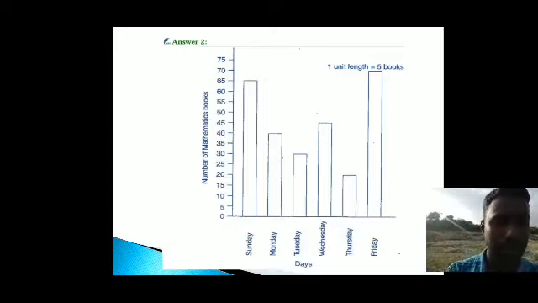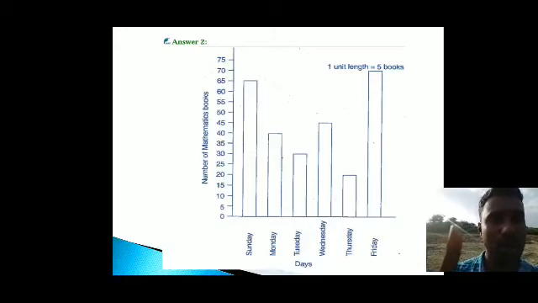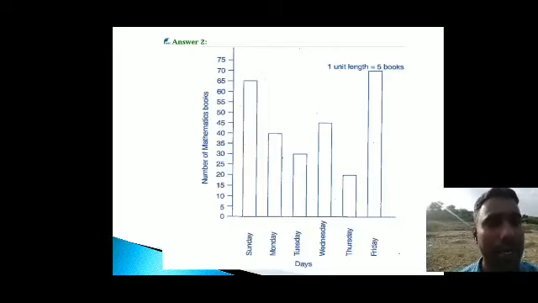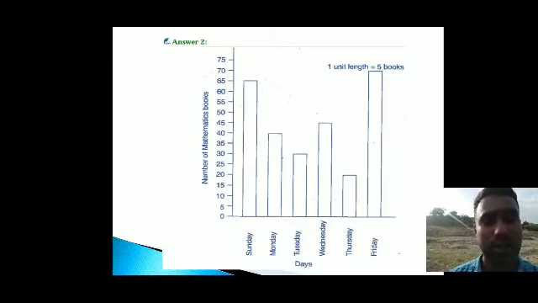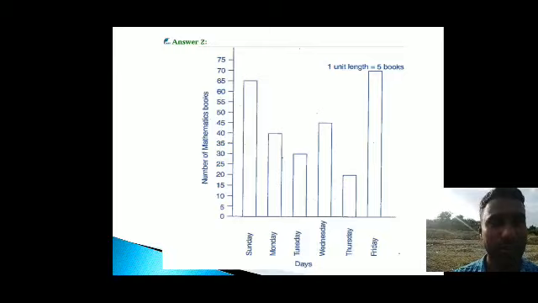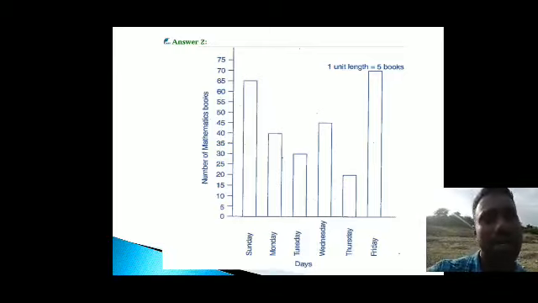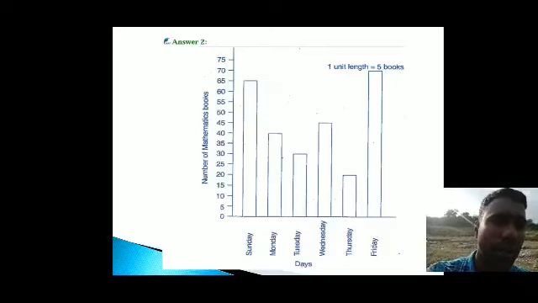So mark the point where that 65 coincides with Sunday. Just mark one dot, then left side 0.5 centimeter, right side 0.5 centimeter, draw one line, and at the bottom you can connect with the x-axis. Okay, and Monday the same way. Monday, how much is given? 40 is given. If you look at Monday, where that 40 will coincide, mark the point, left side 0.5 centimeter, right side 0.5 centimeter, draw one line and make one rectangle, that means a bar.